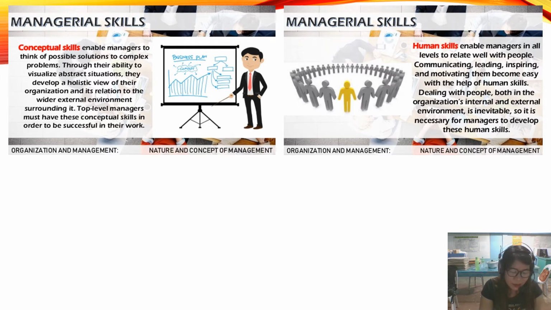Human skills involve the ability to work well with other people both individually and in groups. Because managers deal directly with people, this kind of skill is crucial. Managers with good human skills are able to get the best out of their people.